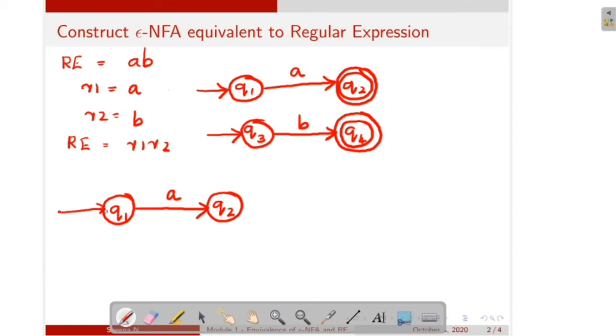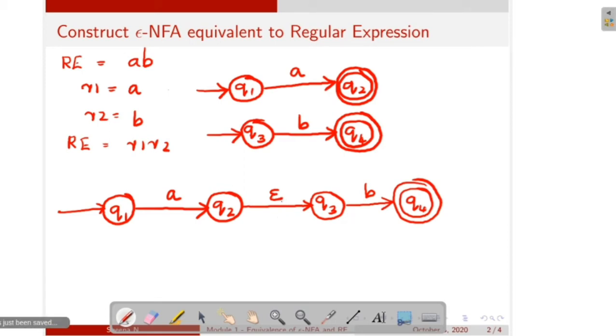Okay. Then Q3 to Q4, and here Q4 is a final state. There is a transition from Q3 to Q4 over the alphabet B. Then we can combine these two regular expression, sorry, these two epsilon NFA using epsilon transition. That means there is a transition from Q2 to Q3 over the alphabet epsilon. And also note that here the Q2 becomes a normal state instead of a final state in R1. Okay, so this epsilon NFA can accept A followed by B only.